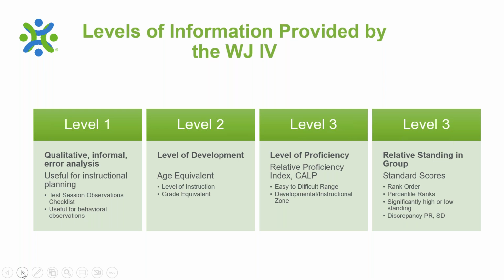Level 2 is the level of development. This is your age equivalence and your grade equivalence. The RPI falls under level 3, which is the level of proficiency. Included in that level is the RPI as well as CALP, your cognitive academic language proficiency. The implications for performance on this level are provided in a range from easy to difficult. We'll talk a little bit about what that means when we get to that. And then the 4th level is your relative standing in a group, which is where your standard scores and percentile ranks come into play.